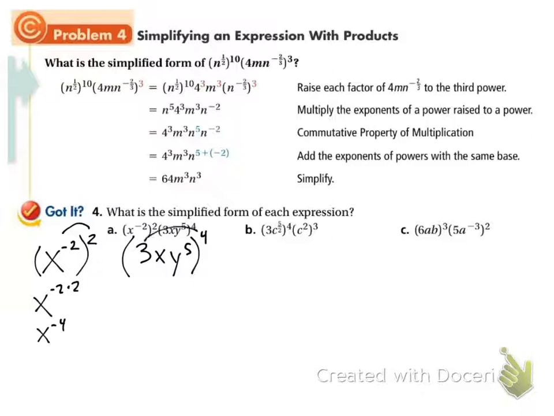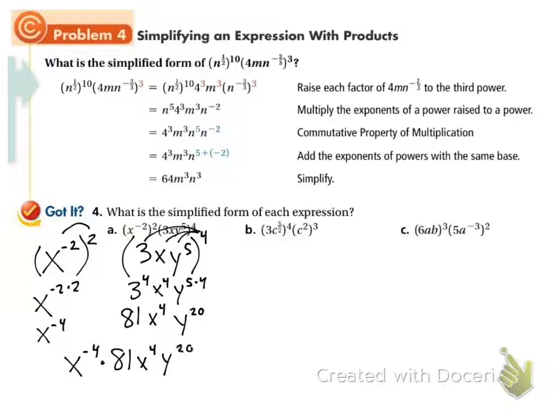Then over here, I need to rain down this 4 into each of them. So I get 3 to the fourth, x to the fourth, y to the 5 times 4. 3 to the fourth is 81. X to the fourth, this turns into y to the 20th. Okay, now I'm going to stick them together. So I've got x to the negative 4 times 81, x to the fourth, y to the 20th.